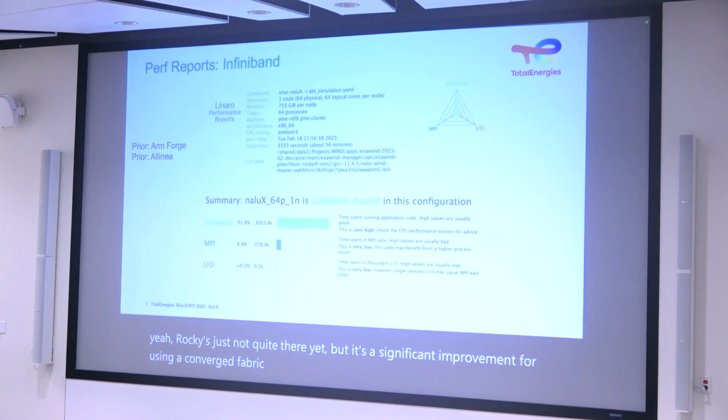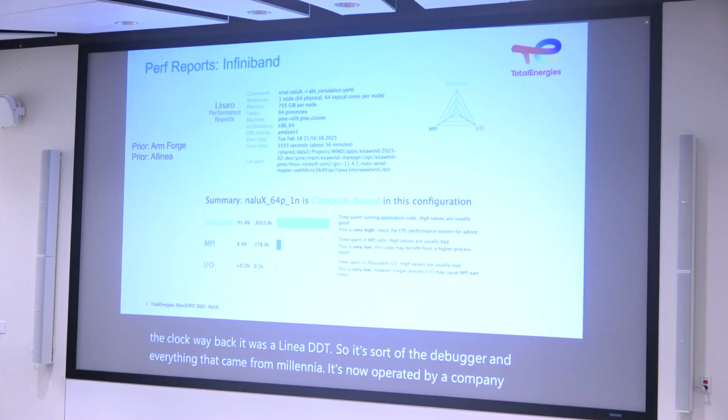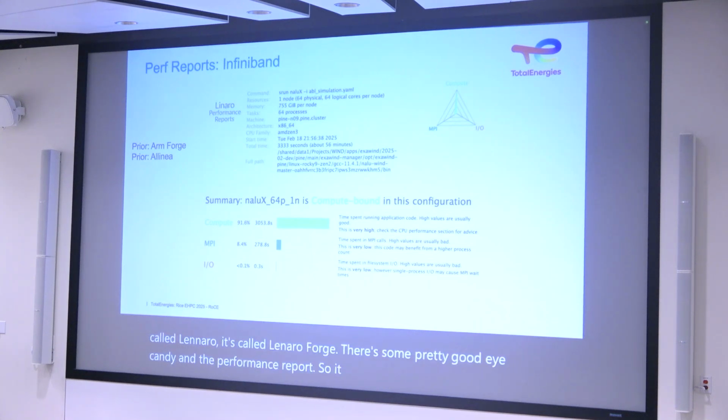So this shows the performance reports we use. I don't know if you are familiar with this. This used to be ARM Forge. Rewind the clock way back, it was Allinea DDT, the debugger and everything that came from Allinea. It's now operated by a company called Linaro. It's called Linaro Forge. There's some pretty good eye candy in the performance report, so it has a debugger and then performance reports.